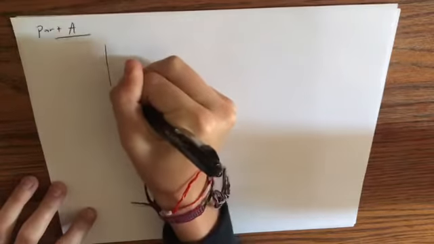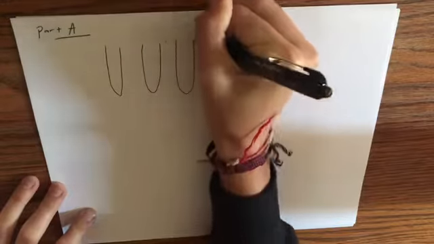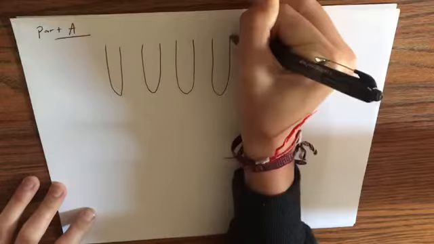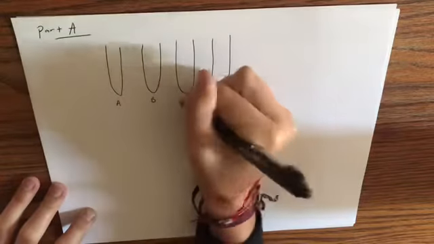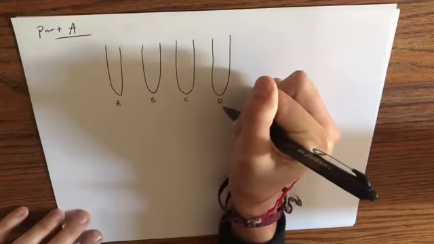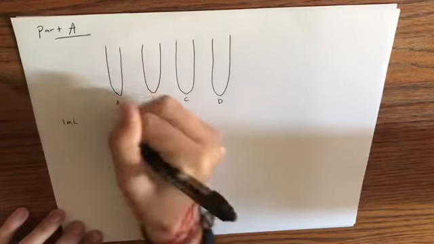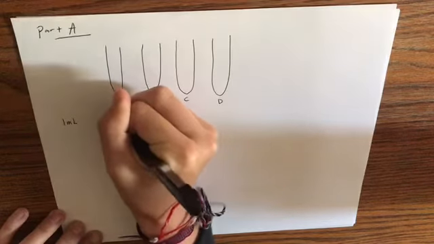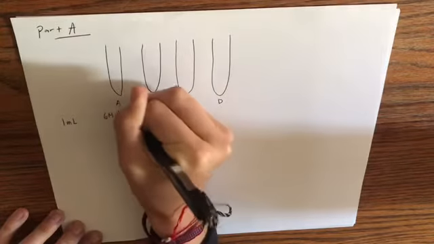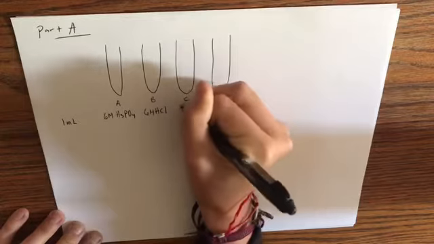For part A of this experiment, we're going to take 4 different test tubes and label them A through D. In each test tube, we're going to add 1 milliliter of a substance. So for test tube A, it's going to be 1 milliliter of 6 molar H3PO4. For test tube B, it's 1 milliliter of 6 molar HCl.